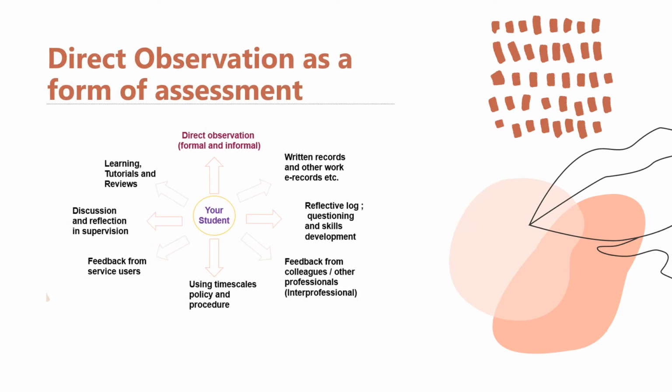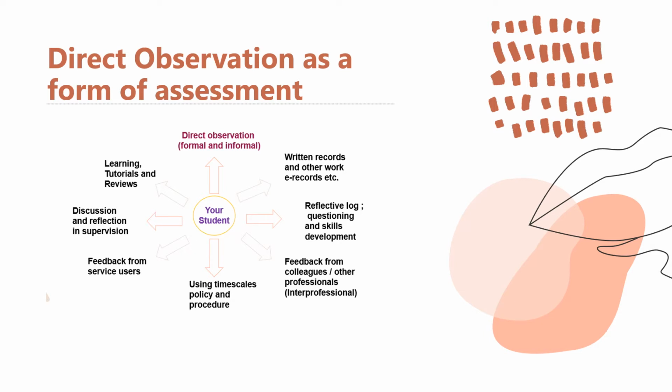So where does the direct observation sit as a form of assessment within the placement? What you can see in front of you is a picture that sets out the various types of evidence that is often generated during a student placement. And you can see that a direct observation can be either formal or informal. As a work-based supervisor, you are working alongside the student, and therefore you'll have many opportunities for both informal and formal observation of the student's practice.